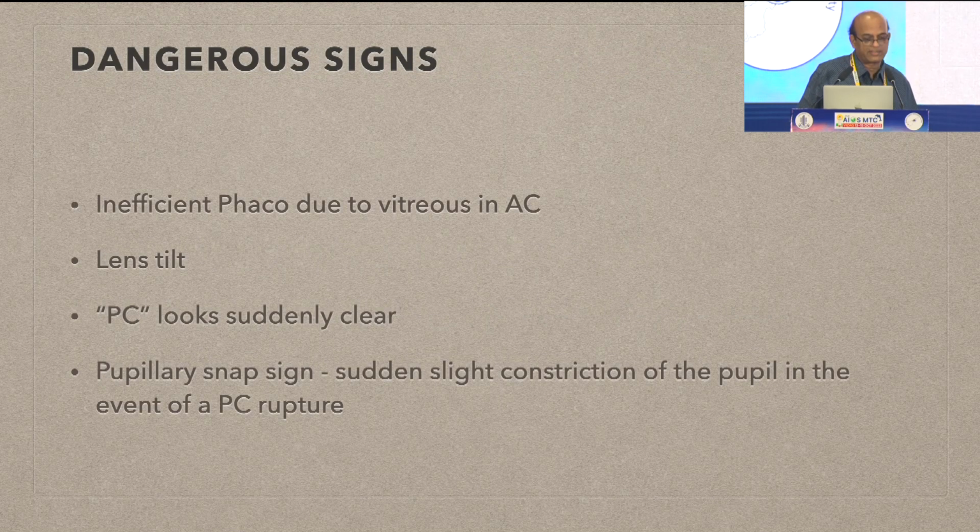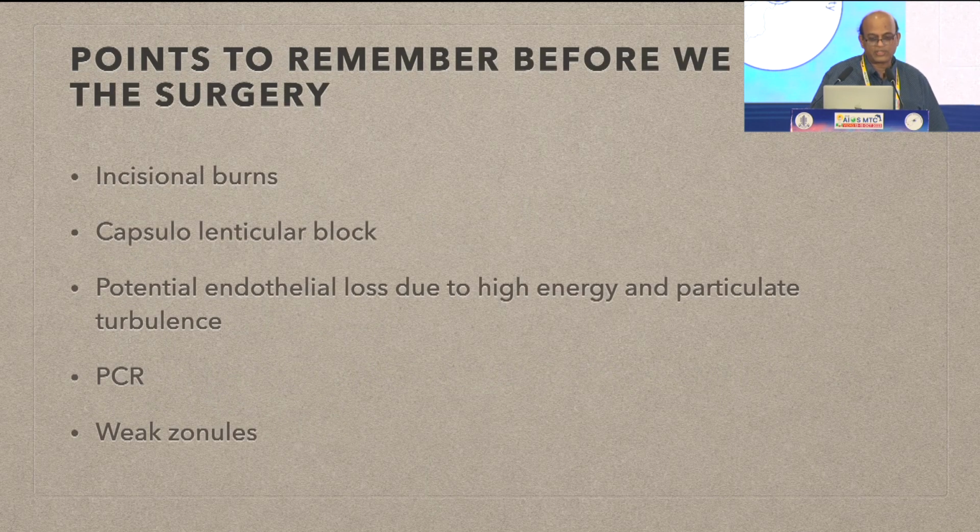So what are all the dangerous signs here? So if you feel that the phaco is inefficient, it might be because of the vitreous in the antechamber, you see the nucleus tilting, or the PC starts suddenly looking very, very clear. All these things indicate the PC rupture. So points to remember, before we start off the surgery, are incisional burns, the capsular integral block, a potential endothelial loss due to high energy and turbulence, PCR and weak zonules.